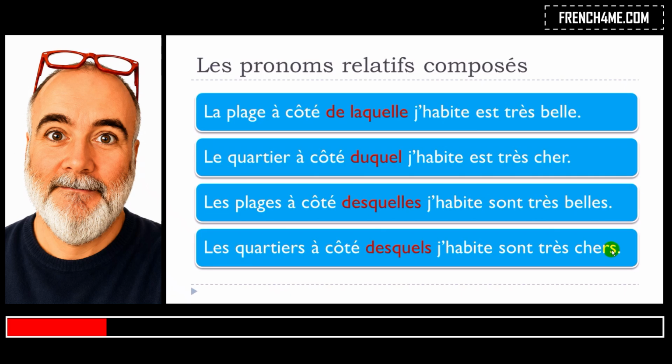Same thing here. Keep in mind that we've got an adjective, and the adjective should of course be directly connected to your noun. Here the noun is les plages, feminine plural, so your adjective should be in the feminine plural form. Same thing here, we've got cher connected to les quartiers, masculine plural, so your adjective cher should be in the masculine plural form.